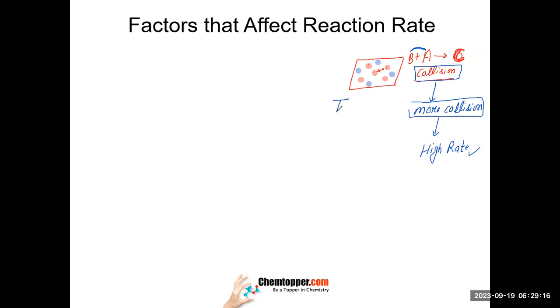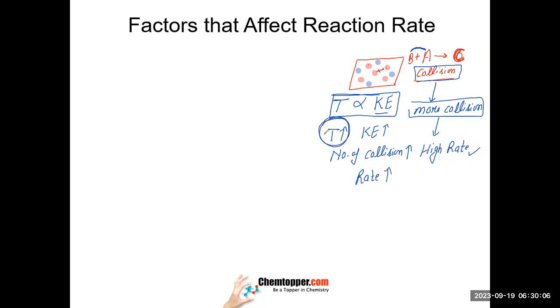Remember temperature. What happens to the kinetic energy when you increase the temperature? We did it so many times. I said it's very important in unit 3 when we were dealing with the gas laws, kinetic molecular theory. This equation I've given you so many times. Memorize it. It's a very popular equation. So as temperature increases, what happens to kinetic energy, children? Increases. As temperature increases, kinetic energy increases. What happens to number of collisions? As they are moving faster, they will collide faster, right? Number of collisions increases. What happens to rate? Rate increases. Agreed? So temperature is one of the factors.